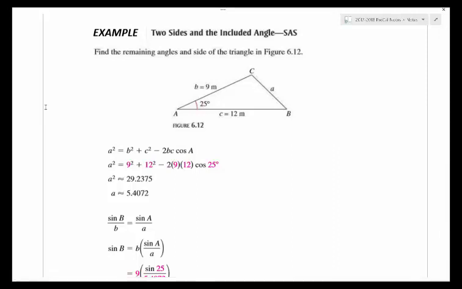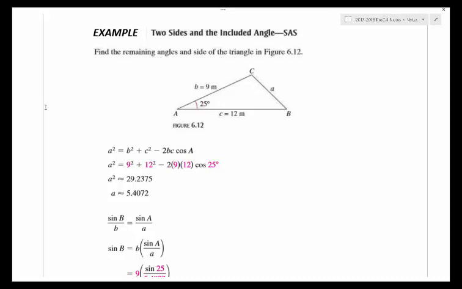So to find A, the formula says A squared equals B squared plus C squared minus 2BC times the cosine of A. I have B and C. I've got the cosine. Let's go. 9 squared plus 12 squared minus 2 times 9 times 12 times the cosine of 25. How would I do that? I'd plug it into the calculator and let TI do the work for me. 9 squared plus 12 squared minus 2 times 9 times 12, cos 25, enter.